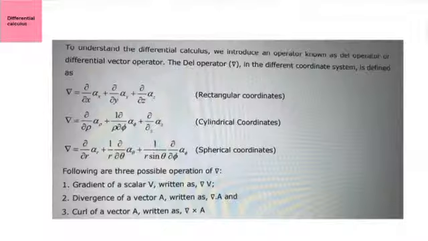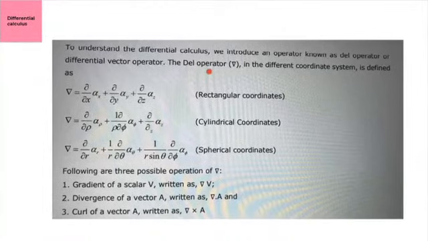First topic is vector calculus. As I told you, vector calculus is a huge topic, but I'm going to cover the concepts that are applied in your electrostatics, right? So to understand vector calculus, here we are dealing with differential calculus.